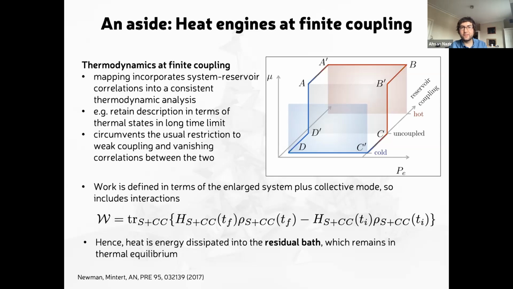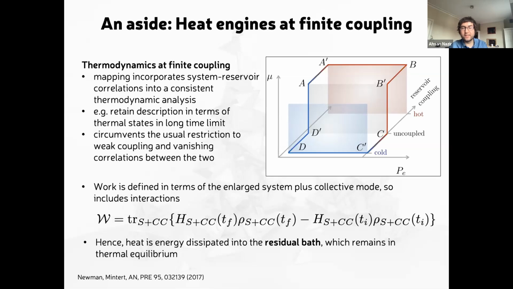So the mapping has incorporated our system reservoir correlations into a consistent thermodynamic analysis. By that, I mean that at least in the long time limit, we retain a description in terms of thermal states, except of course they're now thermal states in the mapped space, so in the enlarged space of the system plus the collective coordinate. And obviously it circumvents the restriction of weak coupling and vanishing correlations between the system and the environment. But it also allows us to put forward definitions of heat and work at strong coupling as well.